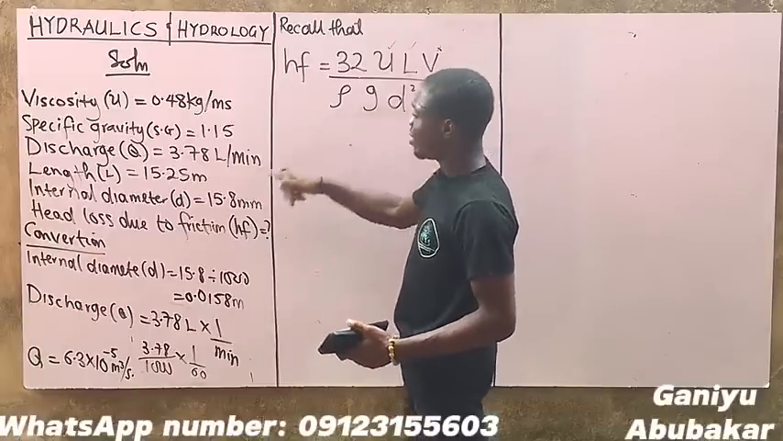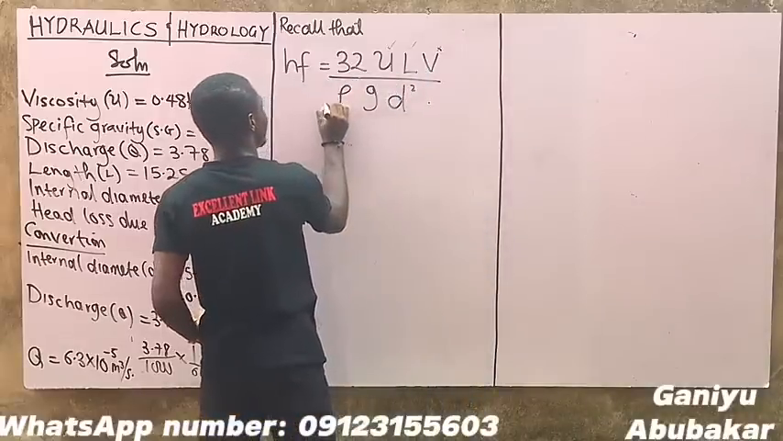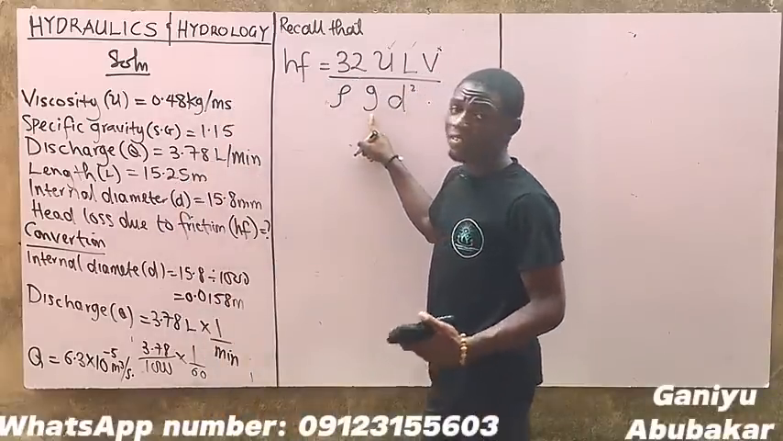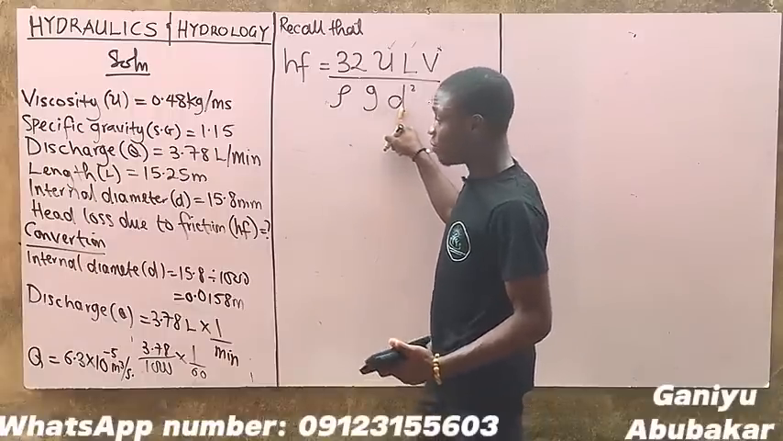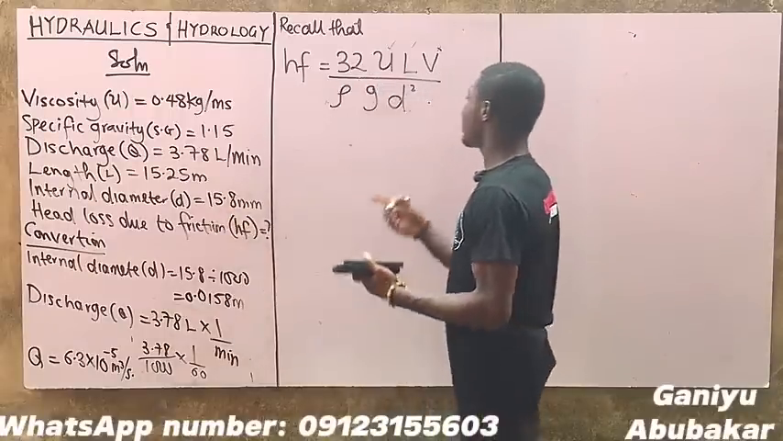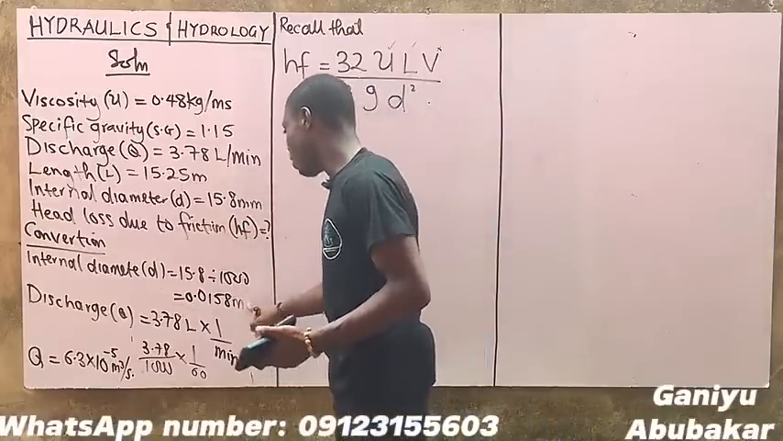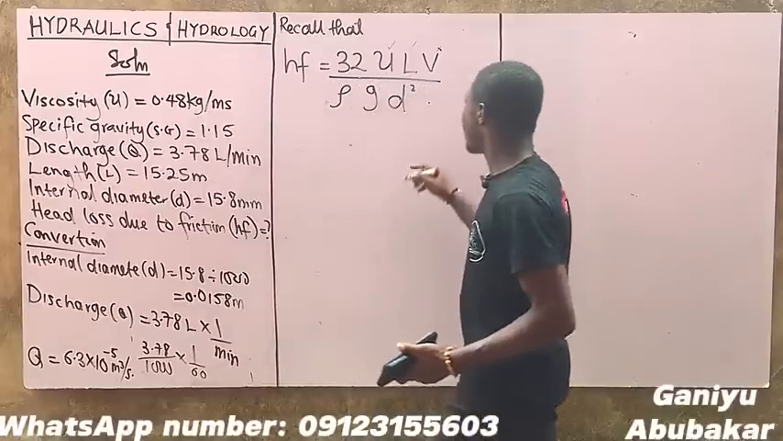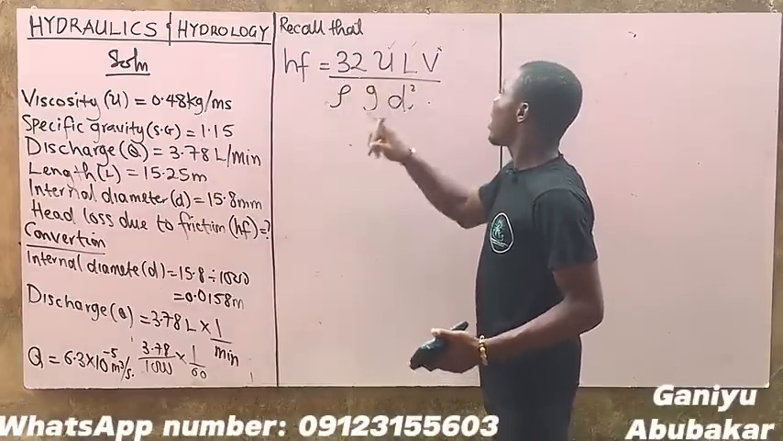This is density. Is density given here? No density. So I don't know density for now. After it, gravity is given as 9.81, a constant value. Diameter is given too. Diameter is this value here, this converted value in meters, right? So I know 1, 2, 3. This is constant.